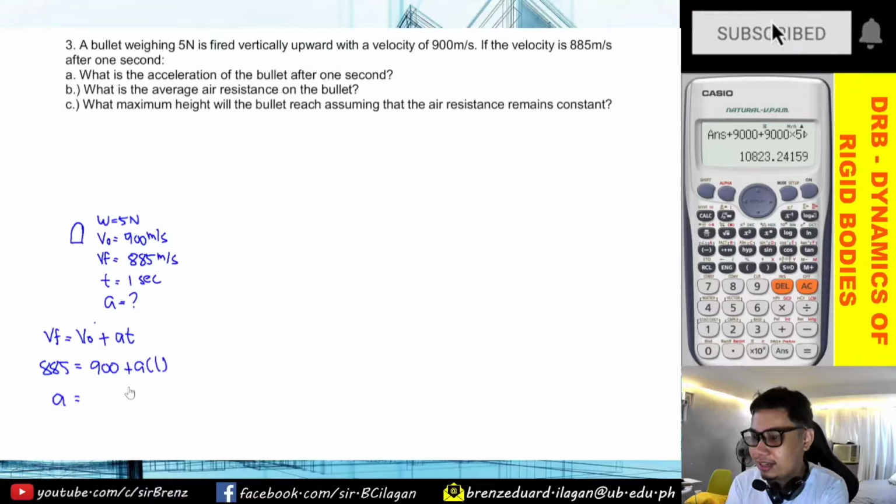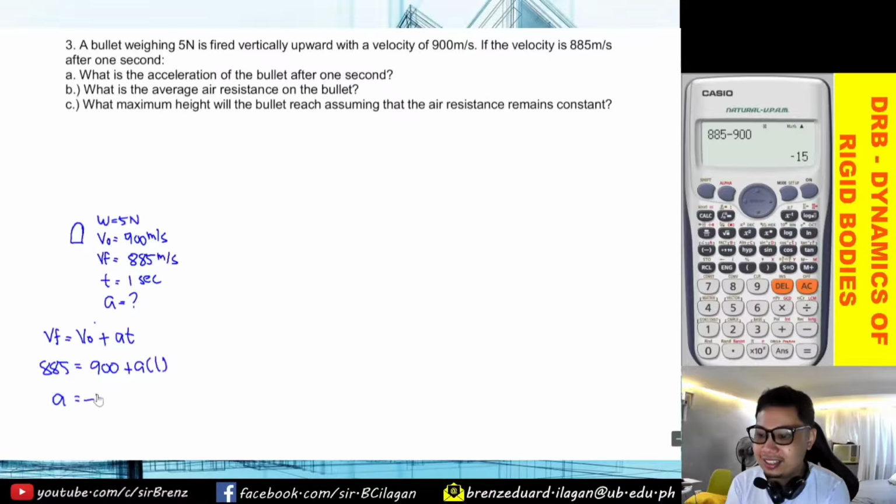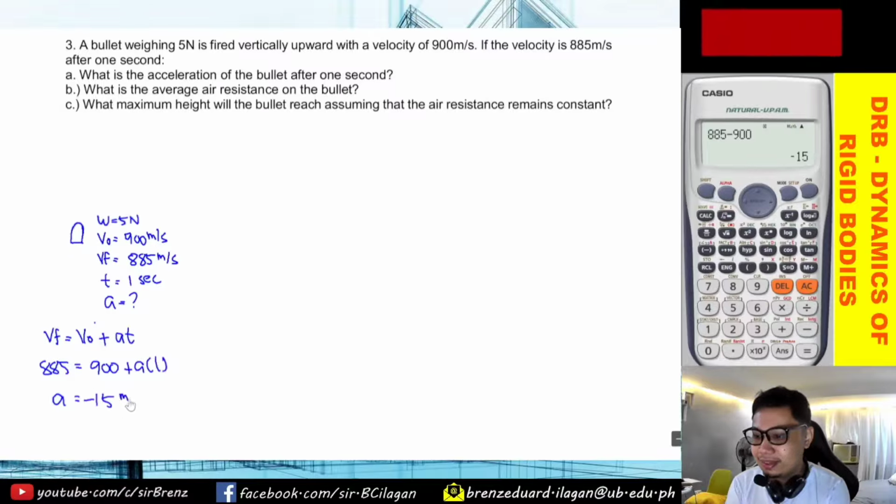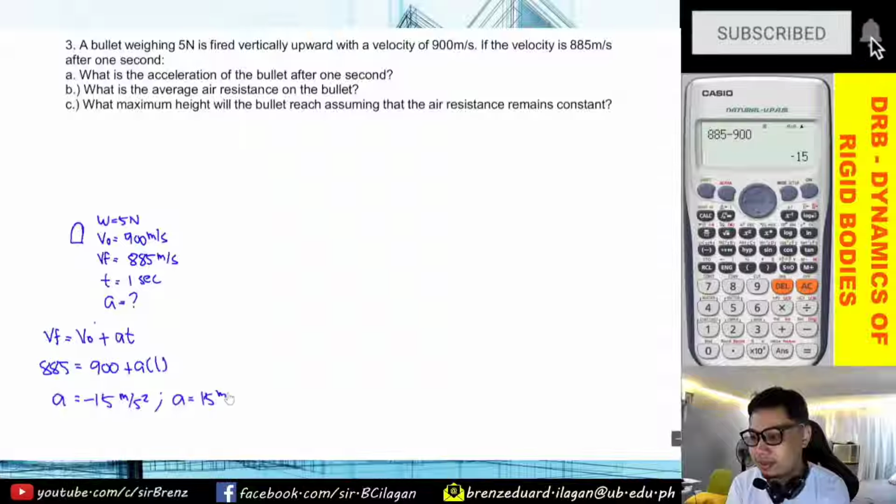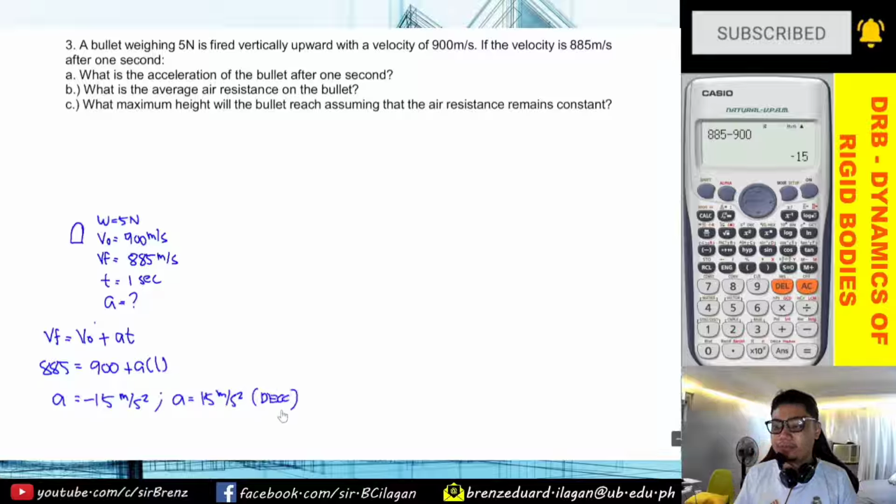Okay lang yan. Talagang kinakalkula talaga natin yung ganyang, 15 pala to. Sorry. Check natin para sure. Okay, so that is negative 15 meter per second squared. Or this is 15 meter per second squared deceleration. So sa pabagal nga siya.